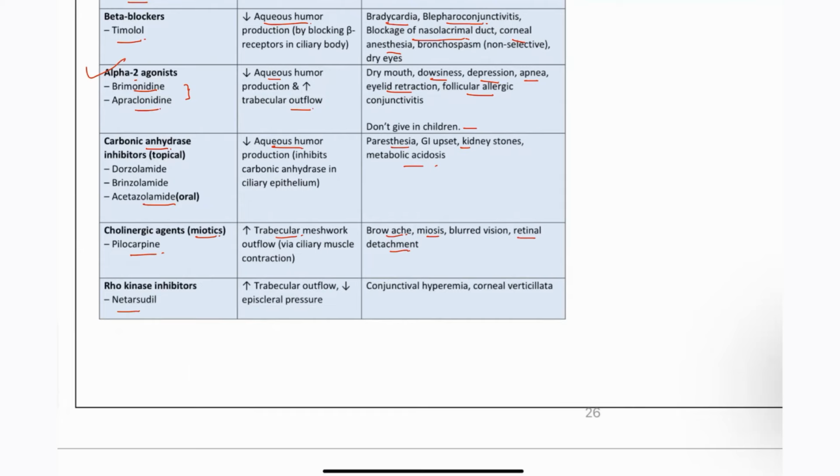And last one, very rarely used, netarsudil, a Rho kinase inhibitor, increases the trabecular outflow and decreases the episcleral venous pressure. Hyperemia and corneal verticillata will be seen as side effects.